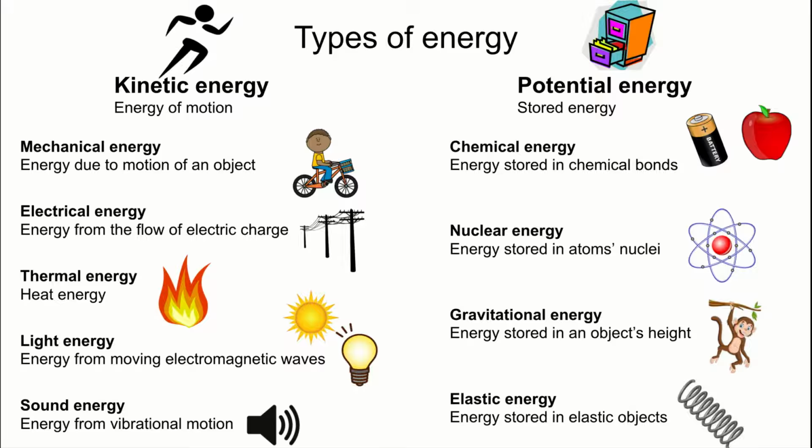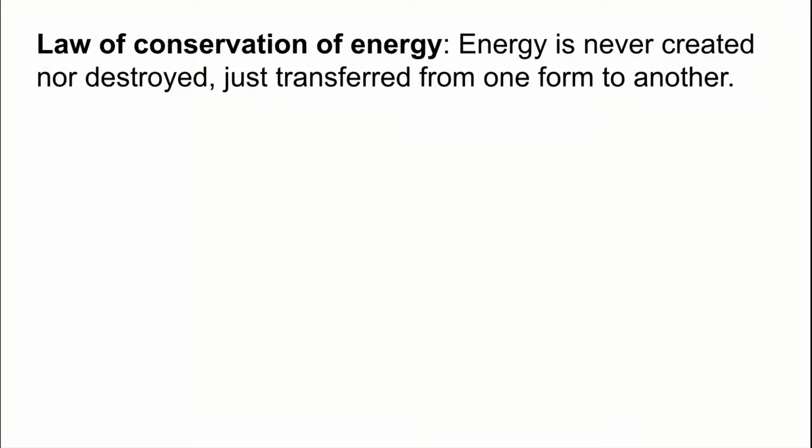So I've already started talking about energy being transferred from one form to another, like how this energy can be released in a nuclear power plant. And that's really the next thing we need to think about: how energy can be transferred between these different forms. First, the law of conservation of energy. Energy is never created or destroyed, it's just transferred from one form to another.